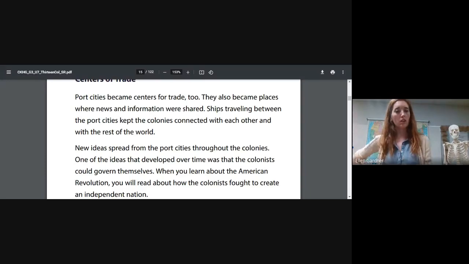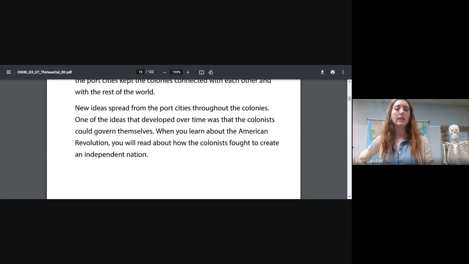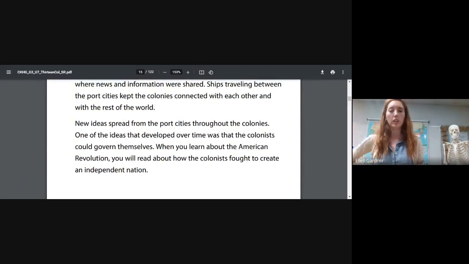So ships traveling between the port cities kept the colonies connected with each other. They don't have cell phones to share this information. So it's through word of mouth that they could hear from somebody else what was happening in their home country. And new ideas spread from the port cities throughout the colonies.